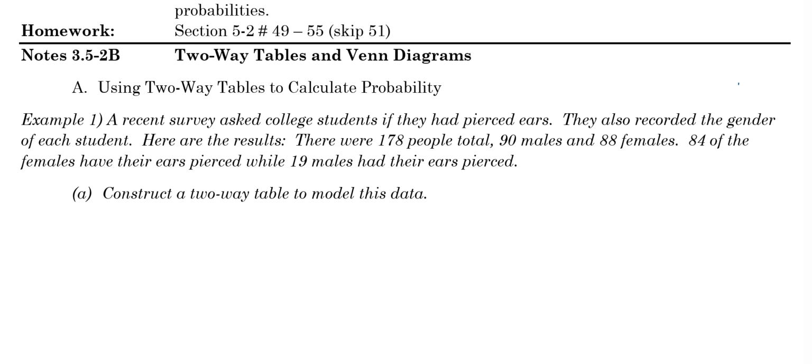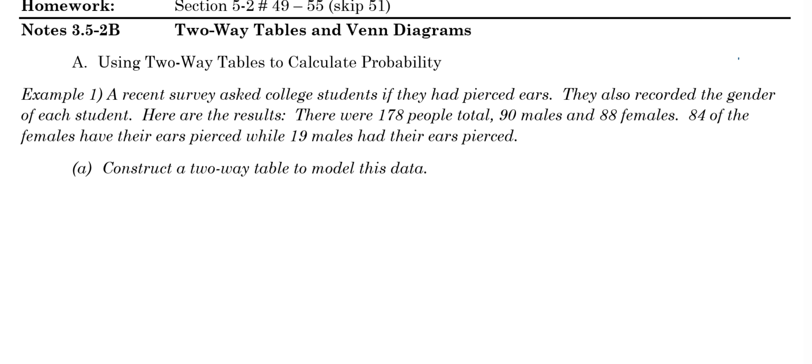So we're going to look at a problem, and we are going to construct a two-way table to model this data, and then our main spiel is we're just going to answer a ton of questions about probability. So here we go. Example 1 says, a recent survey asked college students if they had pierced ears. They also recorded the gender of each student. Here are the results. There were 178 people total, 90 males, 88 females. 84 of the females had their ears pierced, while 19 of the males had their ears pierced. And then part A, they would like you to construct a two-way table to model this data.